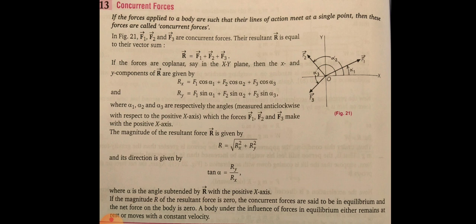In the given diagram, forces F1, F2, F3 and so on are acting on a body such that their lines of actions are passing from a common point O. Therefore, this is an example of concurrent forces. Now the question is, if many forces are acting on a body in a concurrent way, how to find the resultant?